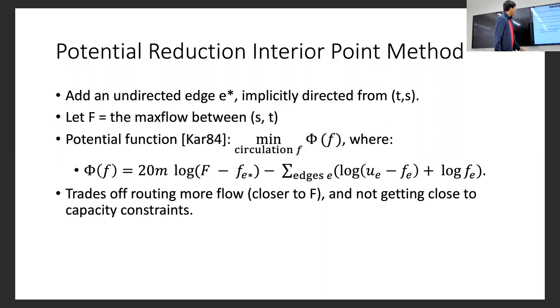The idea behind this objective, which was introduced in Karmarkar in the 80s, is that it trades off routing more flow, so getting closer towards the max flow f, and staying away from the capacity. So this is the log barrier term.